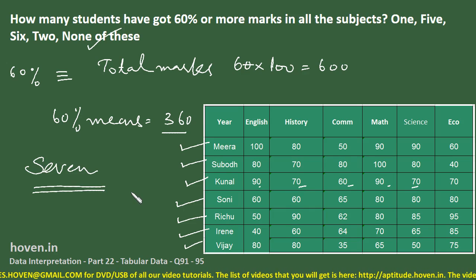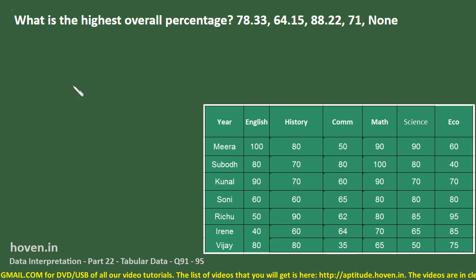Let us move to the next question now. What is the highest overall percentage? If we had kept the total marks in the previous question, then we would have easily calculated. But let us find the topper. 100 more than 80, 80 more than 70, loss of 30. I am just comparing these.